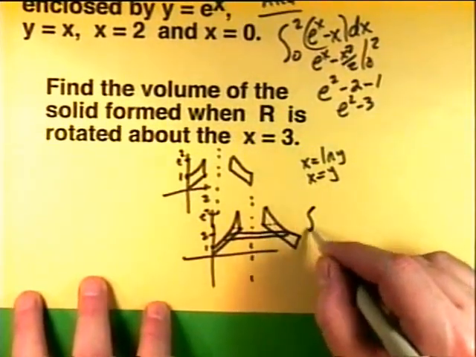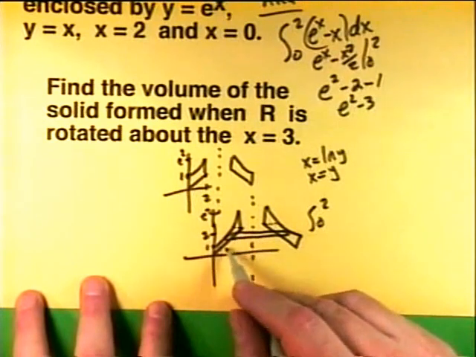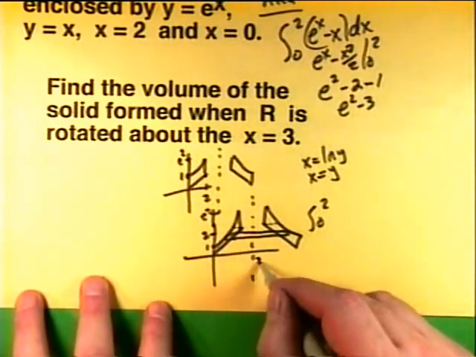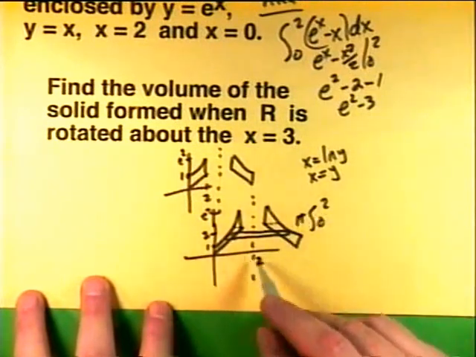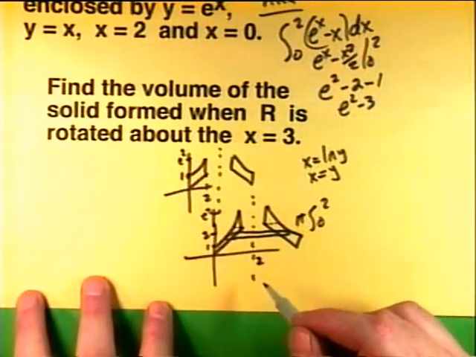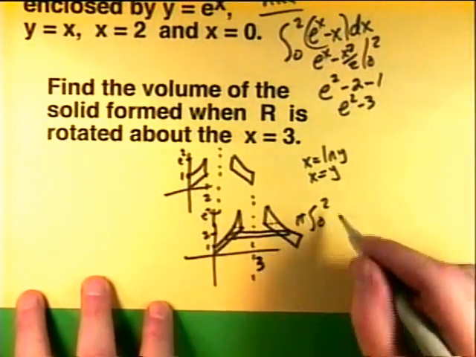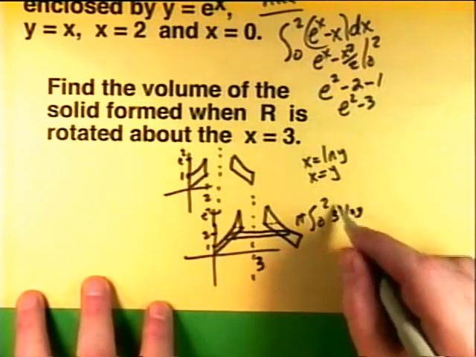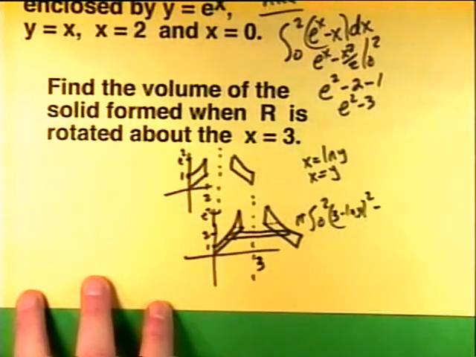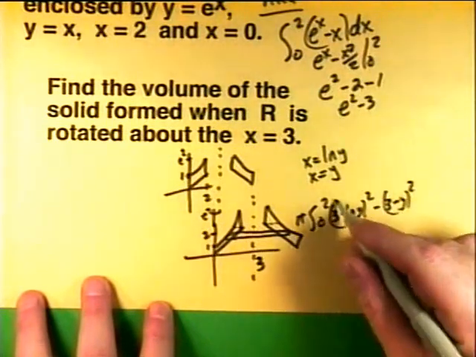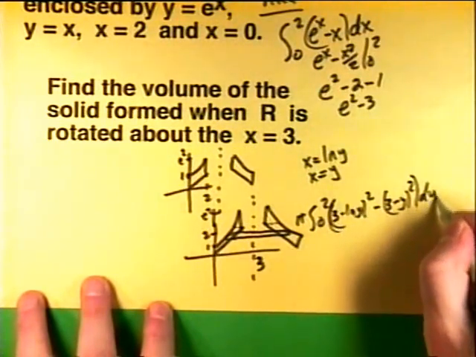So you want to have something from 0 to 2. We're going to try to fly through this because it's so hard. What's the radius? Put the pi out front first. And what's the outside radius going to be? I think it would be 3 minus the function, 3 minus natural log of y, squared, minus the other one, which would be 3 minus the other function, squared. And that would be the bottom region.